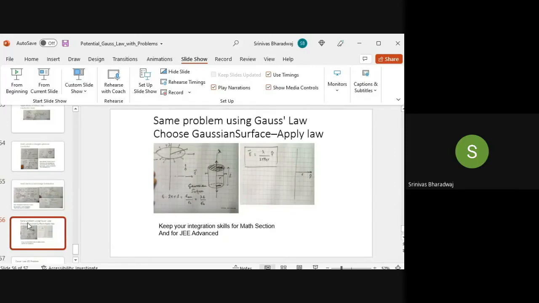Right? Q by epsilon. Q is lambda times L by epsilon, which is equal to E times 2 pi r L, right? Therefore, you have E equals lambda by 2 pi r epsilon. Same answer, but using Gauss's law.